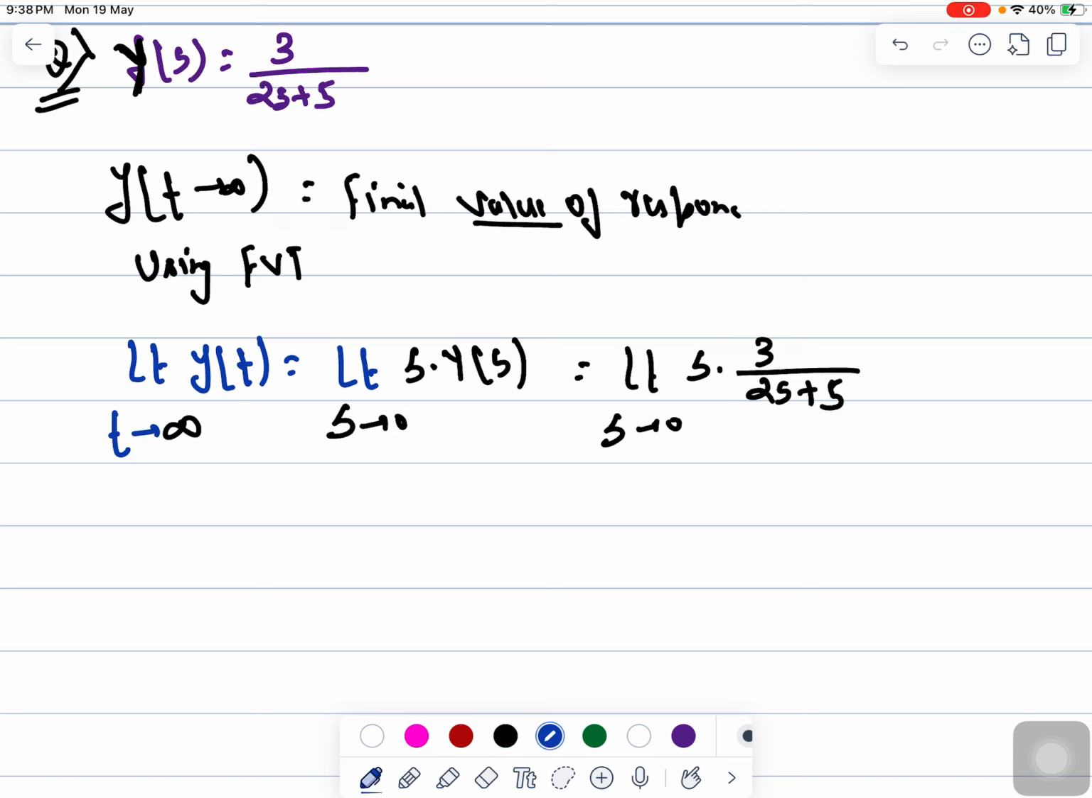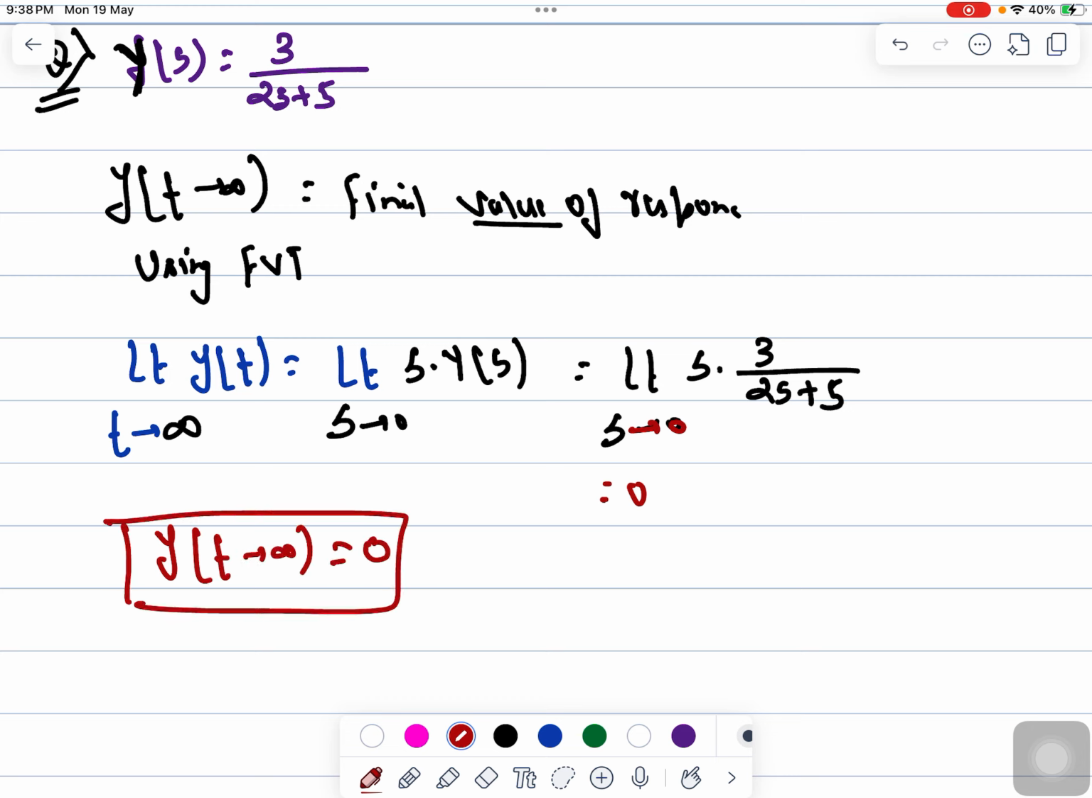So now you can see, if I substitute the limiting value directly at s tending to 0, the value will be equal to y0. So when t tends to infinity, that final value will be 0. The final value of this function will be 0. So this is how we can use the final value theorem to calculate the final value of any particular output, right?